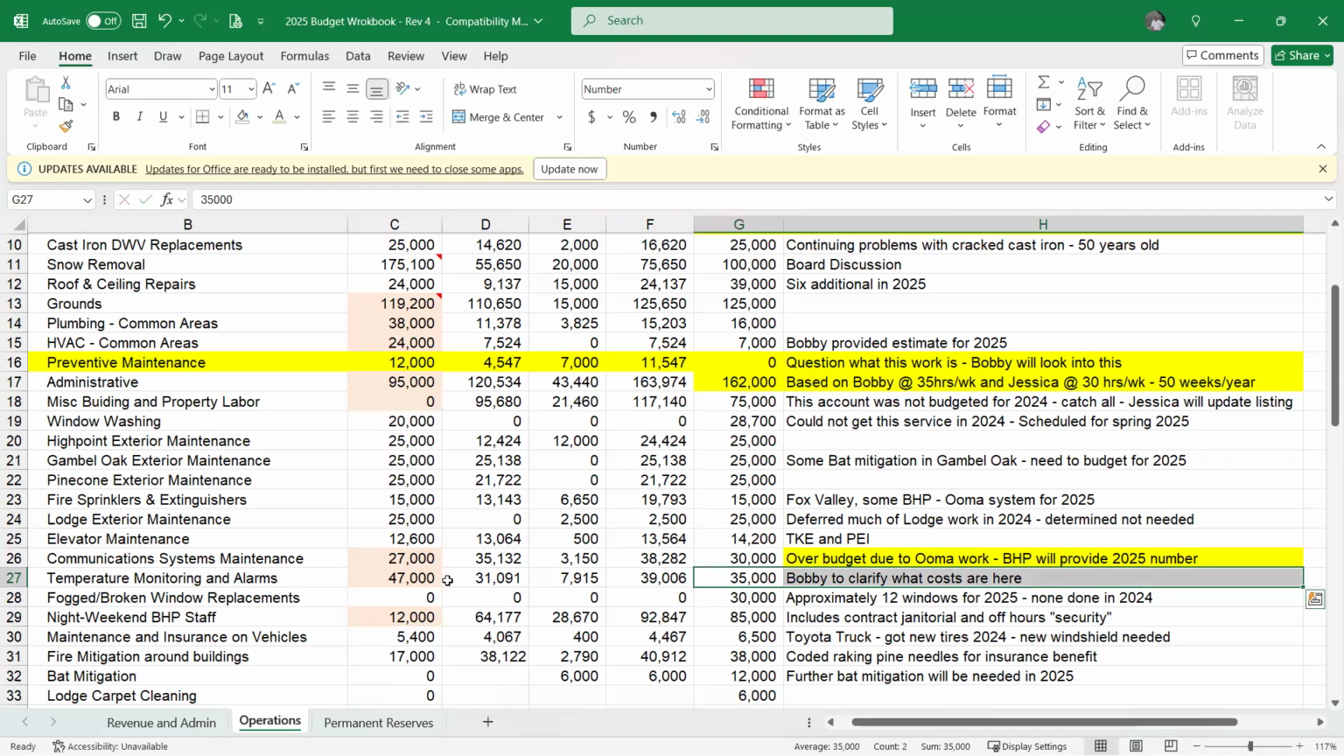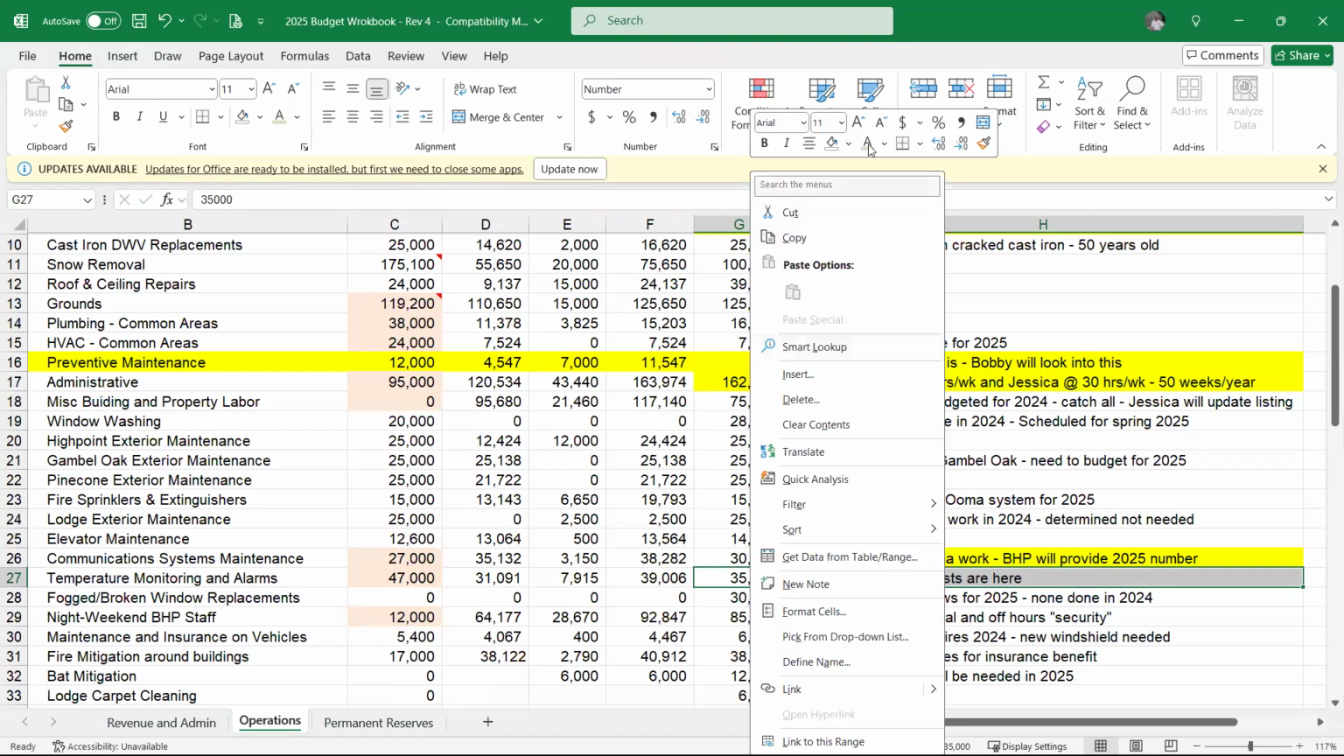Well, Juwan can help. The reason it was budgeted at 47 was because we knew we were going to have to replace the panel in Gamble Oak, and that was expensive. That's why it went from 47 down to 35. We're not anticipating a panel replacement this year. Am I right on that? Okay. I'd still like more clarity on that one. Okay. I'm highlighting it. Thank you.